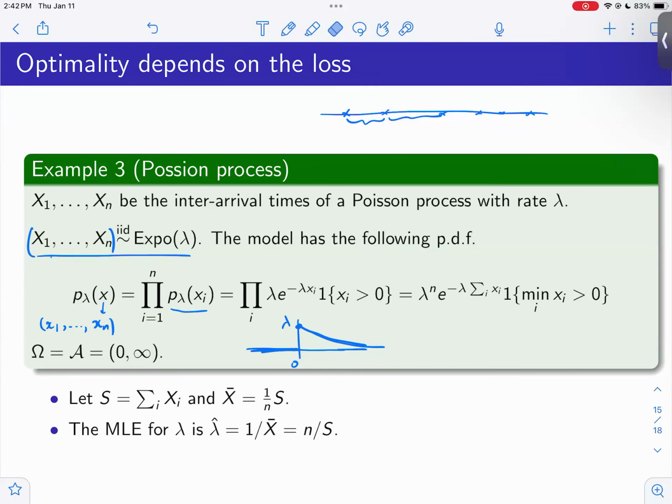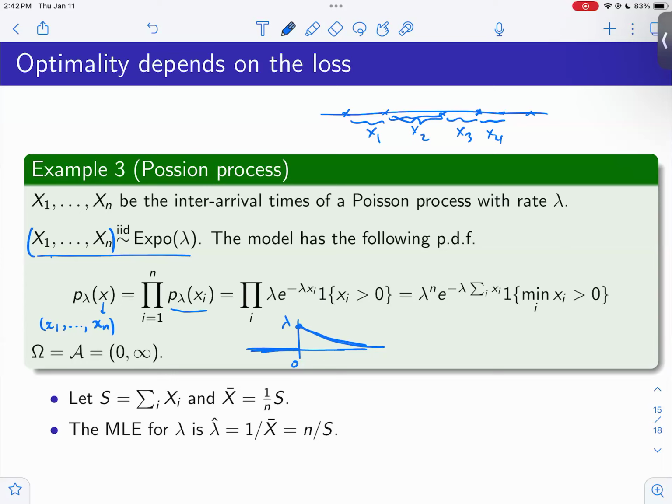Right? But once you look at the inter-arrival times, which we configure as x1, x2, then you can forget about the Poisson process. I mean, this is a property of the Poisson process. You can check that inter-arrival times are exponential, but once you're there, you can just work with the exponential.